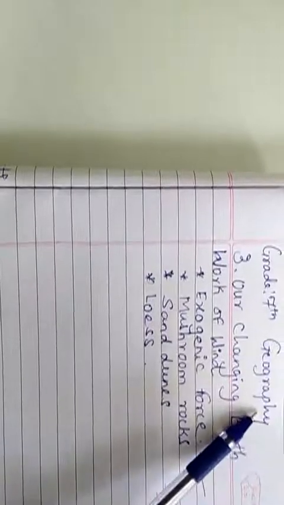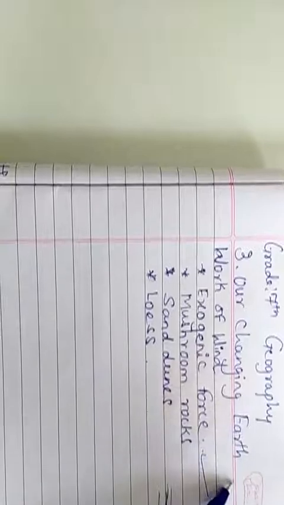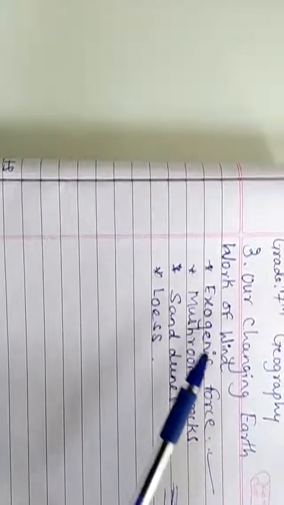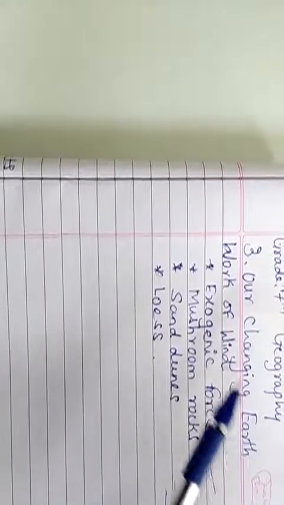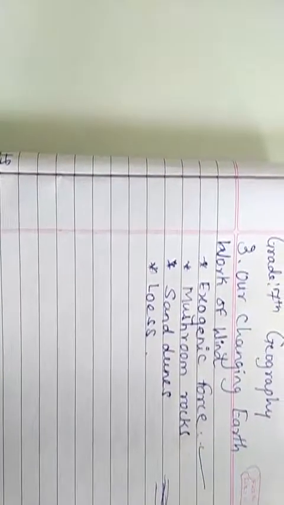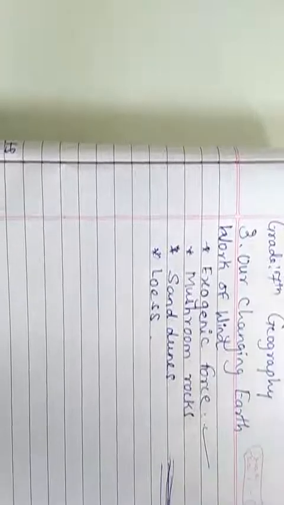We are discussing the geography chapter, third chapter, Our Changing Earth. In this chapter, we learned about endogenic forces and exogenic forces. In endogenic forces, we learned about earthquakes and volcanoes. Exogenic forces are the work of rivers, glaciers and sea waves.